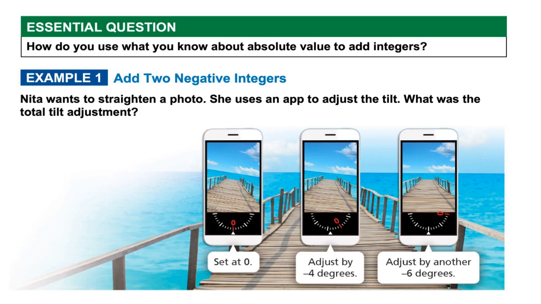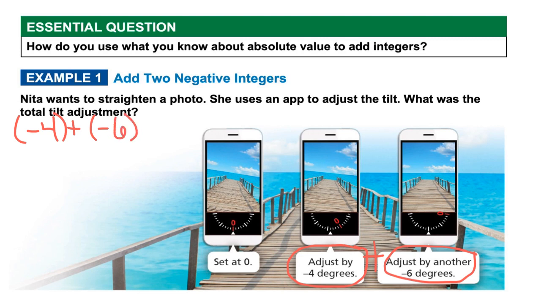This is example 1. It says Nita wants to straighten a photo. She uses an app to adjust the tilt. What was the total tilt adjustment? So if I look at this, it says that she adjusted it by -4 degrees and she adjusted it by another -6 degrees. So I think we're taking -4 plus -6.